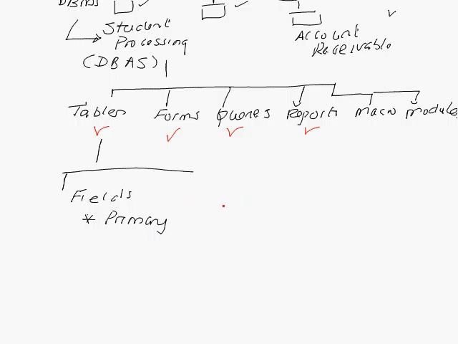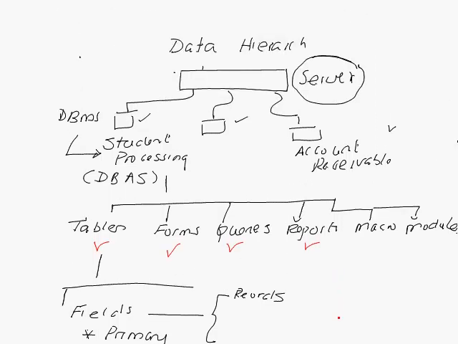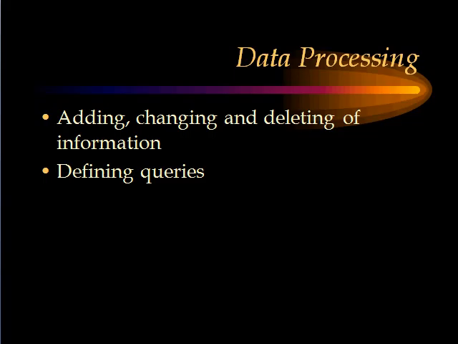So those are fields. Then of course, fields together make up records. So these are some of the things that together define the data hierarchy. Now the next set of information that we will look at is how to process the data. We can add, change, delete data. We can also retrieve data using queries as well. Adding, changing, and deleting will not be discussed in detail because it is covered in some detail in the lab.